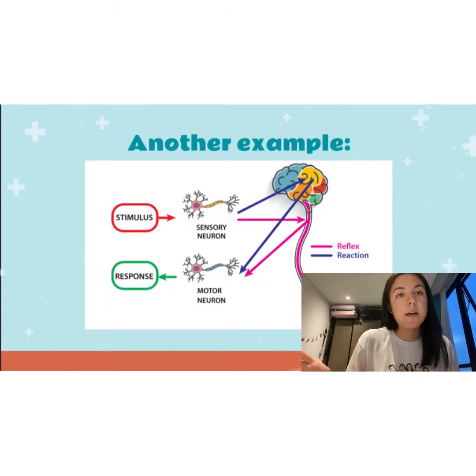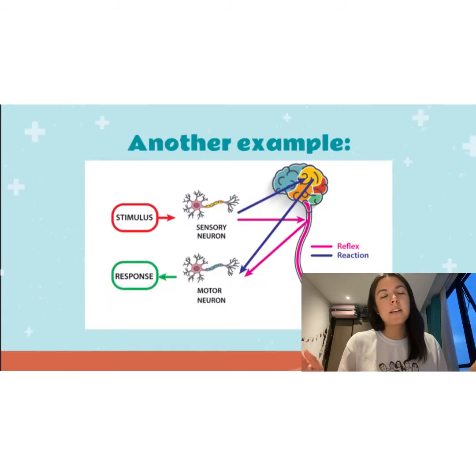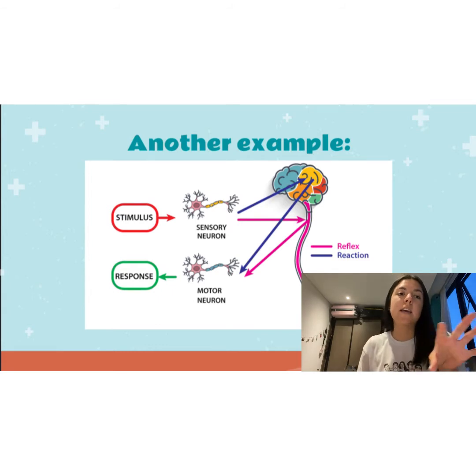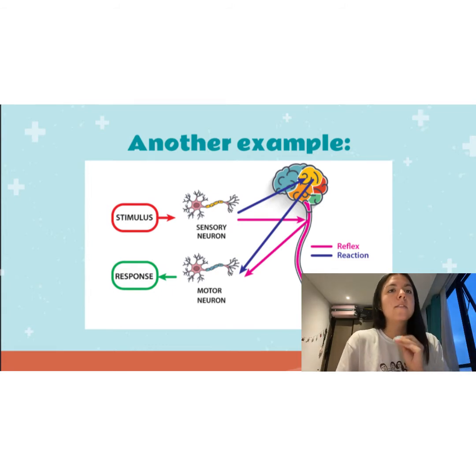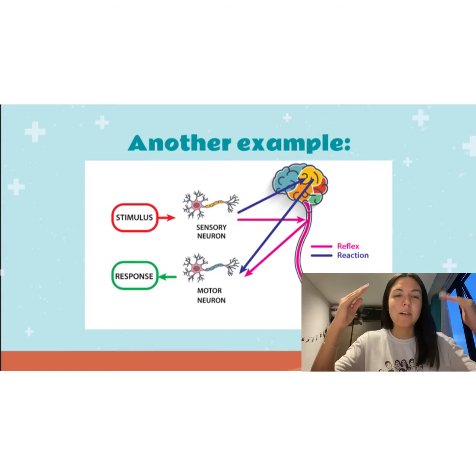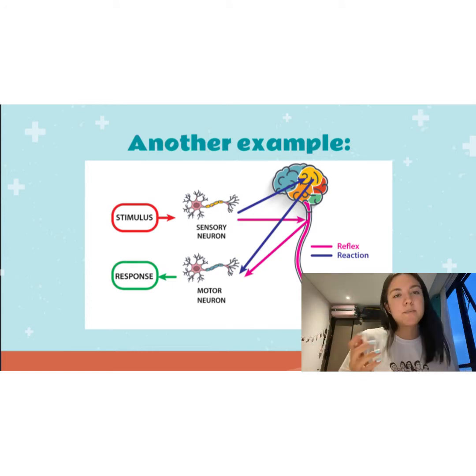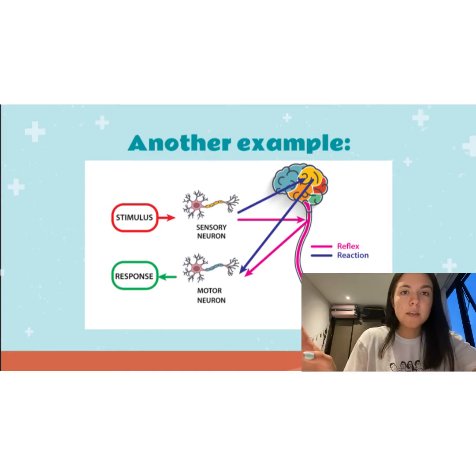Here we have another example. The stimulus, the one that's in red, appears, so a sensory neuron carries the signal to the brain or spinal cord, and then it results in a response, that is the one in green, with a motor neuron with a reaction. And the time that elapses during all of those processes is the reaction time.